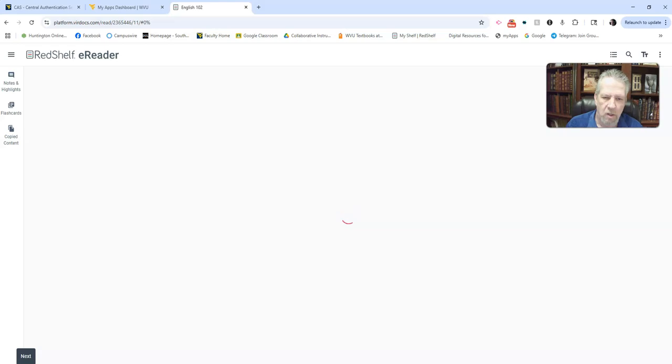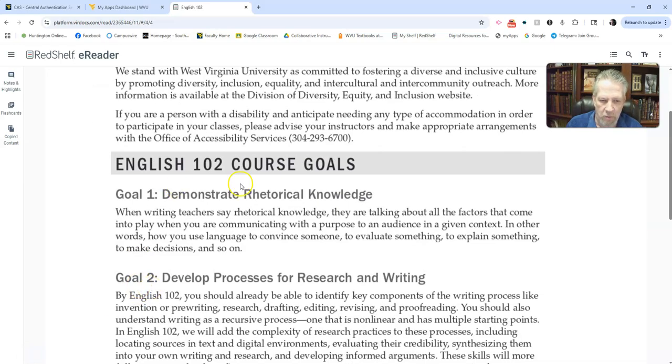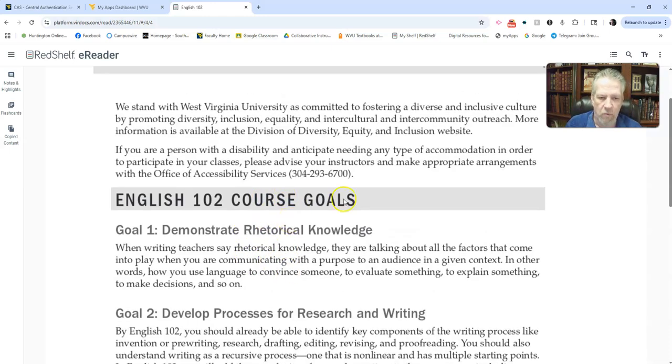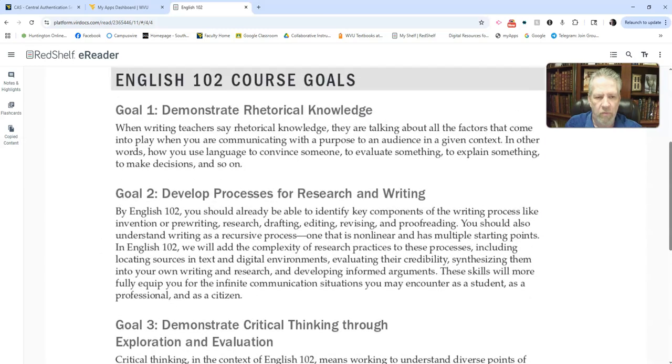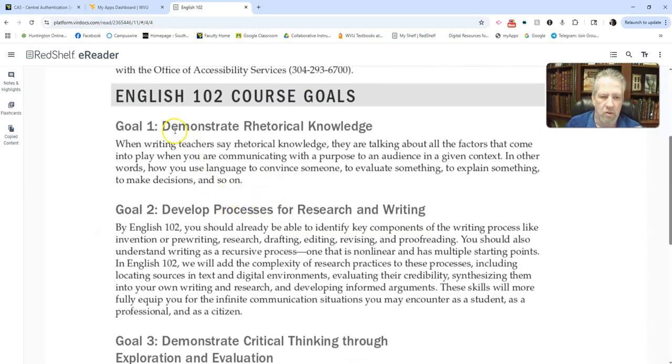So notice, the first major thing you want to make sure you know about and understand is the goals. There are 4 course goals. I'm not going to talk about them much here, other than to tell you that they are about rhetorical knowledge. You've probably, hopefully, already learned a lot about rhetoric if you took 101, especially here at WVU.